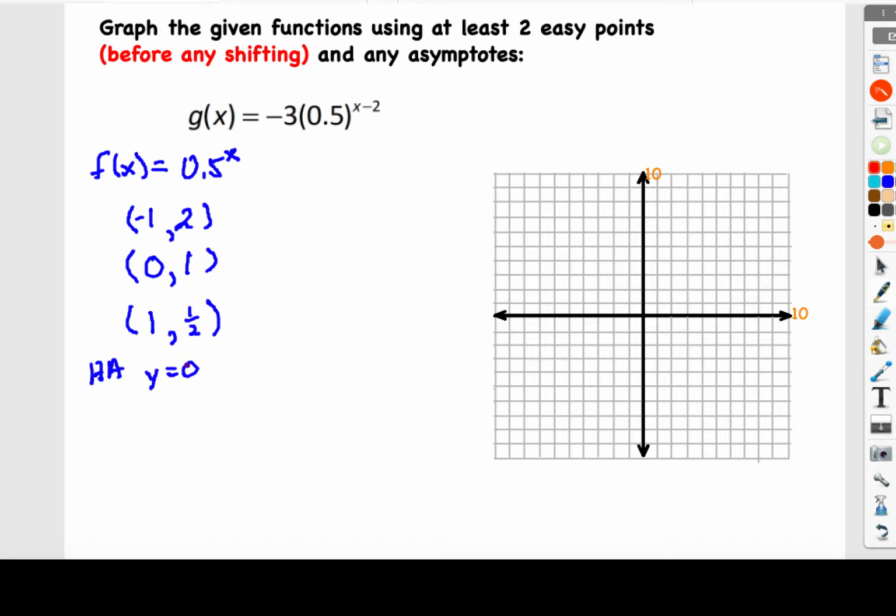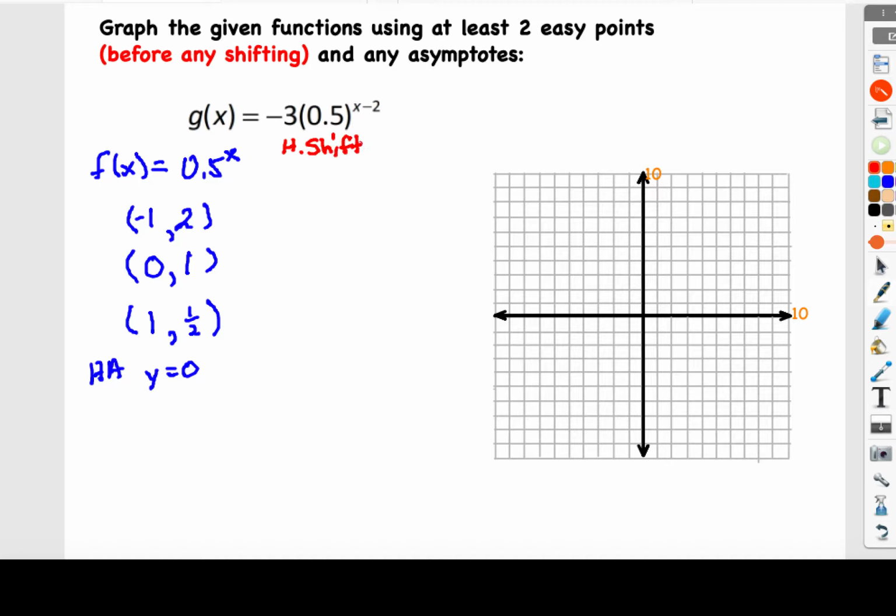And now let's take advantage of why I talk about these easy points. Those 3 points were not hard to find when it comes to exponential functions. But now we need to adjust, because remember there's this -3 out here and we also have this -2. F of x was the parent function, but g of x still has those things involved. So I'm going to start inside the function. I'm going to start with that -2.